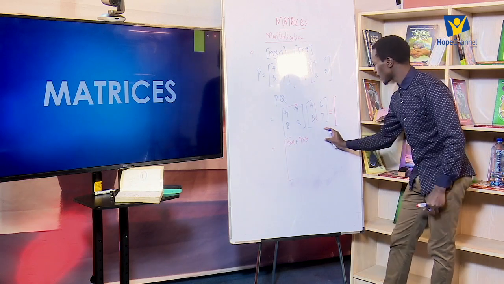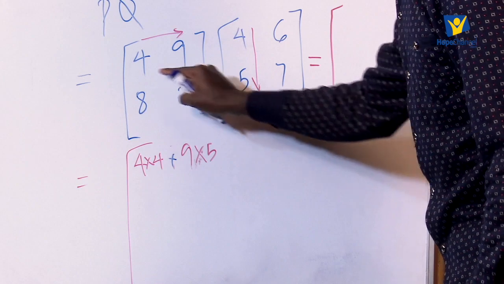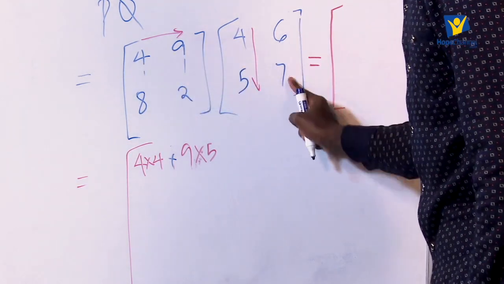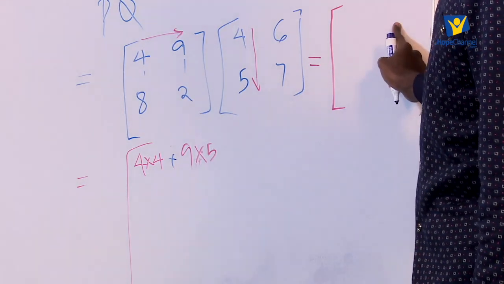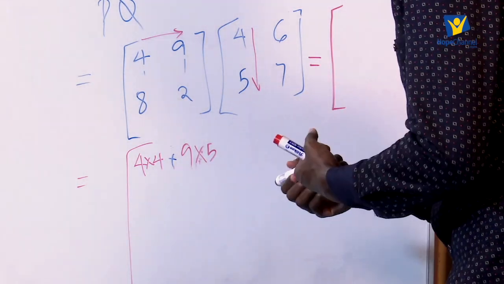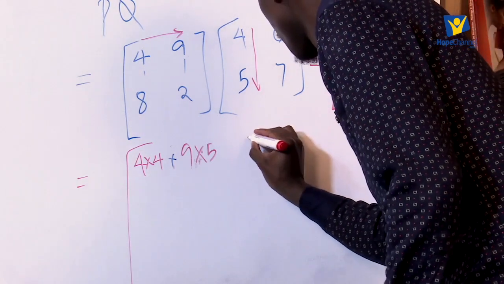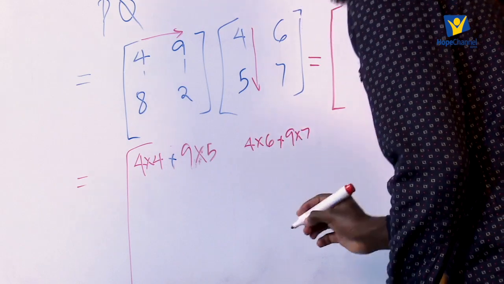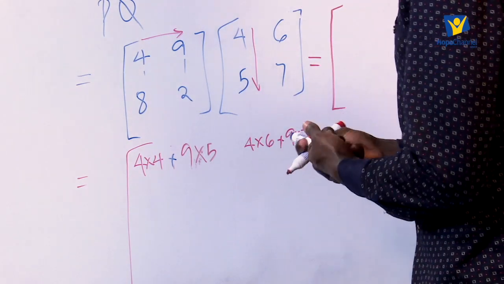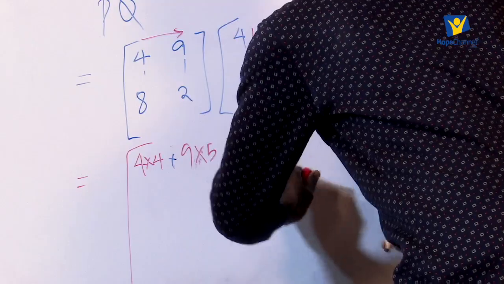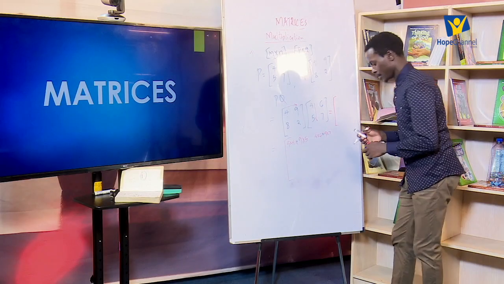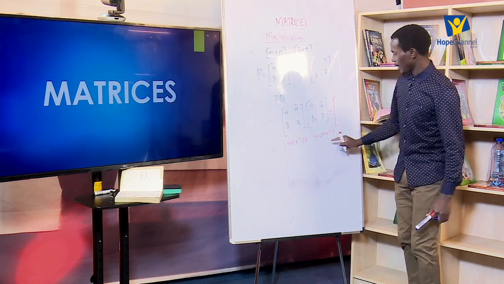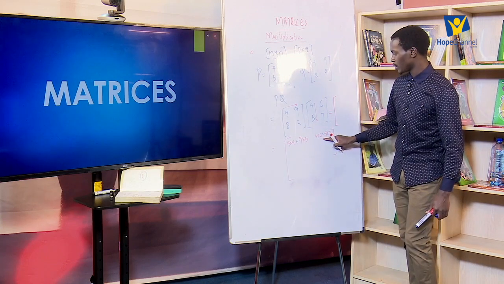So the second term here will be this row against the second column. So the first row against the second column will be giving us the second element on the right. So that will be 4 times 6 plus 9 times 7. I repeat, it is first row against the second column, so that you are able to get the element that is occupying this position here.